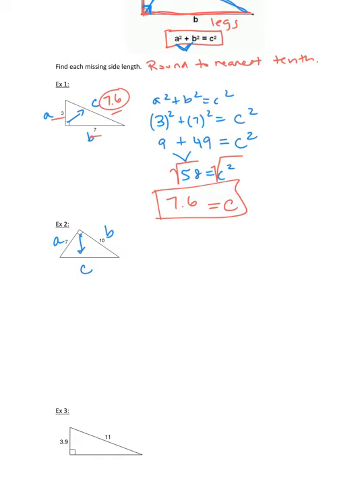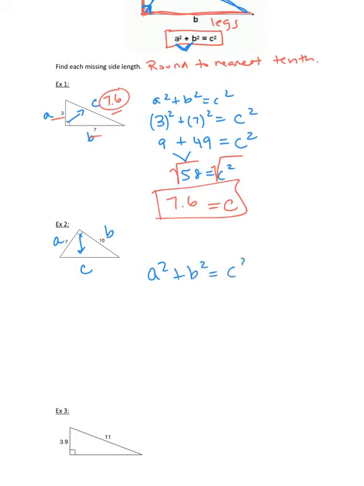It must be the one across from the right angle. And in this example, the triangle has been rotated a little bit. So you just go to the right angle and draw an arrow to the opposite side, and that's your hypotenuse c. So you write the formula, a squared plus b squared equals c squared.